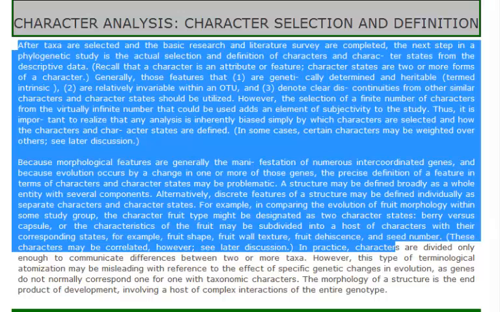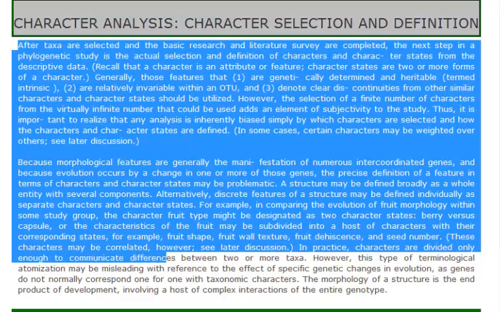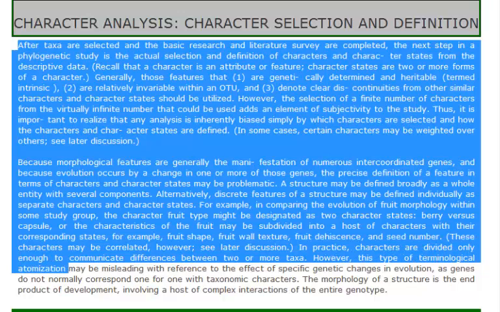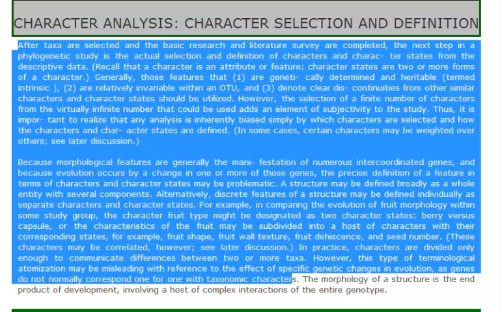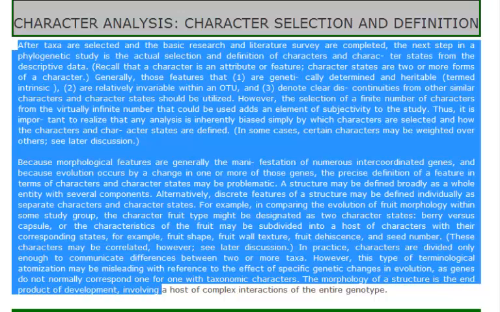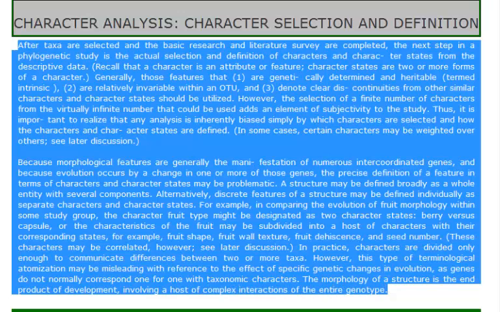In practice, characters are divided only enough to communicate differences between two or more taxa. However, this type of terminological attenuation may be misleading with reference to the effect of specific genetic change in evolution. As genes do not normally correspond one for one with taxonomic characters, the morphology of a structure is the end product of development, involving a host of complex interactions of the entire genotype.